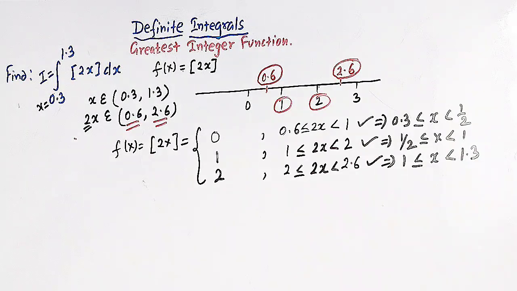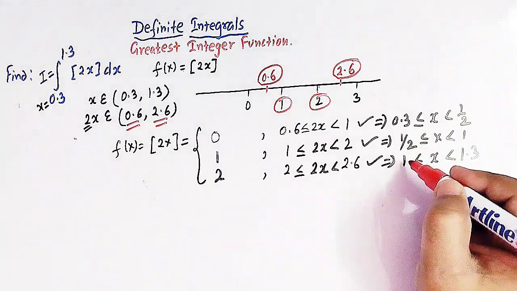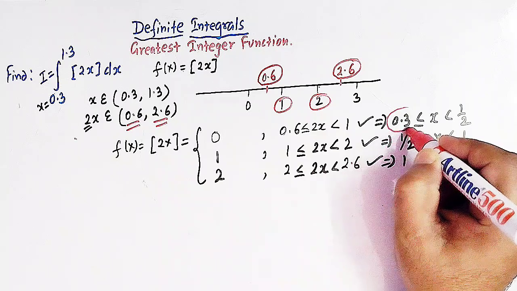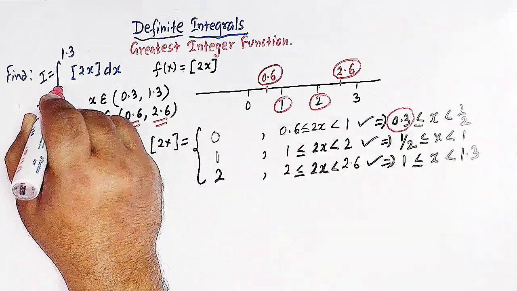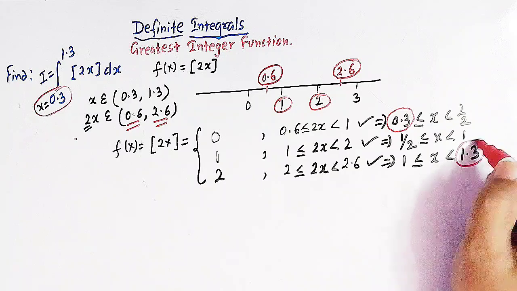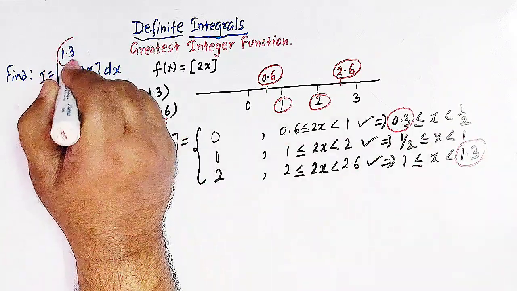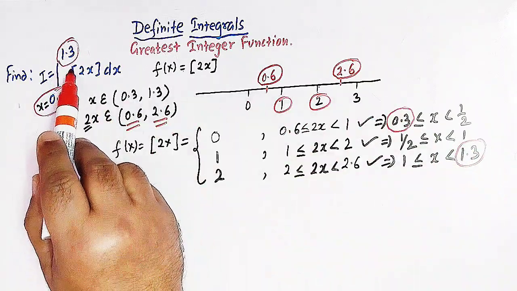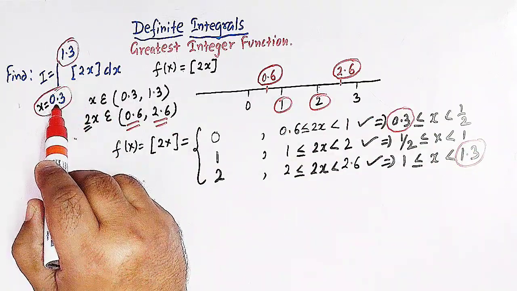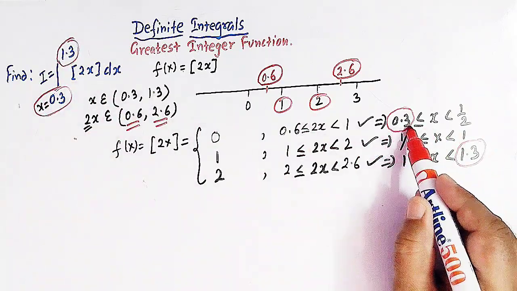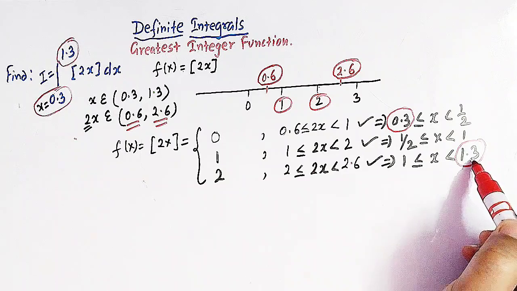1.3, right? So now we see that from these three inequalities, the initial point is 0.3, which is our lower limit, right? And the final limit or the upper limit is 1.3, right? And we have to integrate greatest integer of 2x from 0.3 to 1.3. So we have 0.3 to 1.3, right?